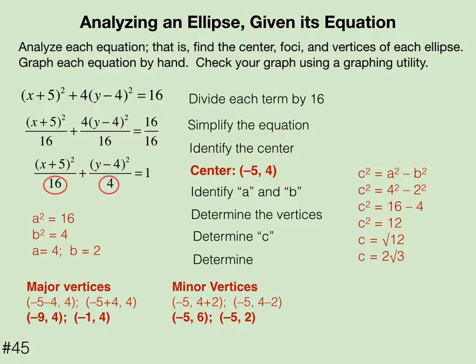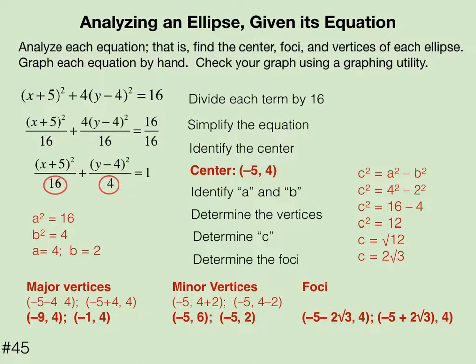So what we want to do now is to determine the foci. We want to take the center and add and subtract to the x coordinate of the center 2 root 3. So our foci will be (-5 - 2 root 3, 4) and (-5 + 2 root 3, 4).